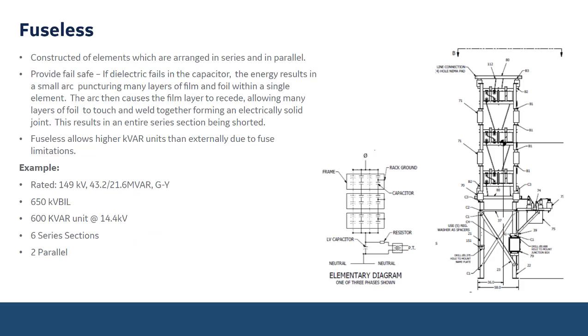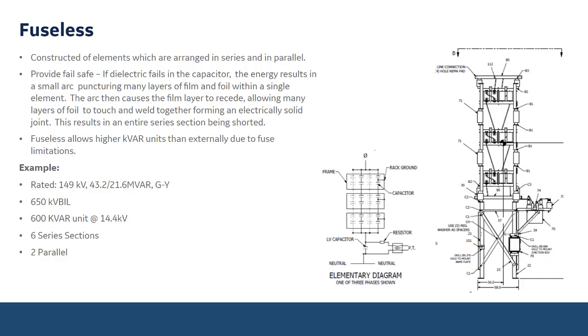So we talked about externally fused. Now we'll talk about fuseless. Fuseless is constructed of elements which are arranged in series and in parallel. It provides fail-safe. If the dielectric fails in the capacitor, the energy results in a small arc puncturing many layers of film and foil within a single element. The arc then causes the film layer to recede, allowing many layers of foil to touch and weld together, forming an electrically solid joint. This results in the entire series section being shorted.